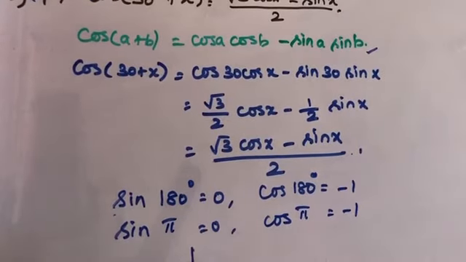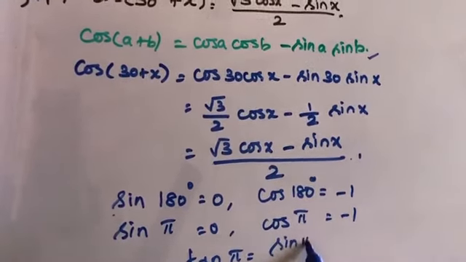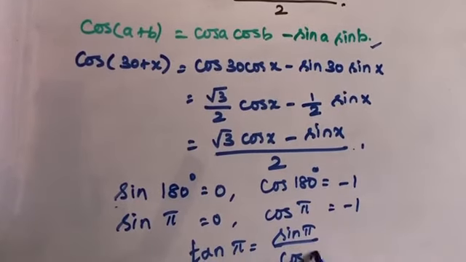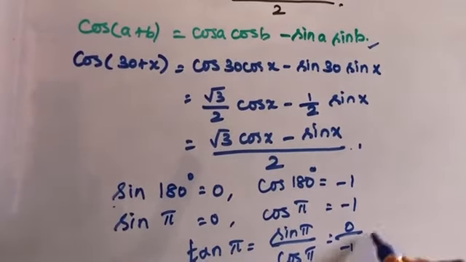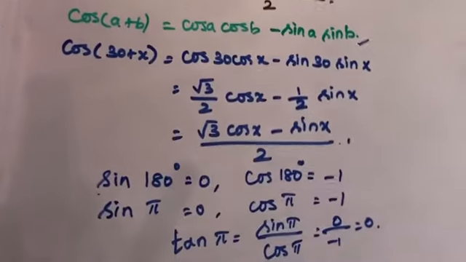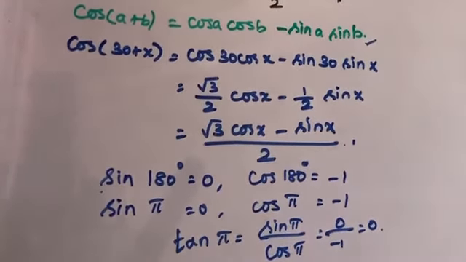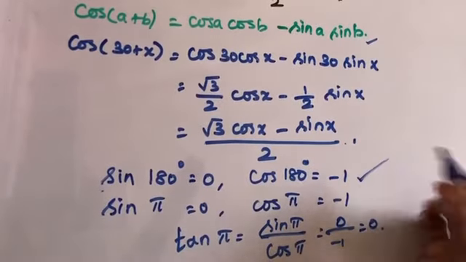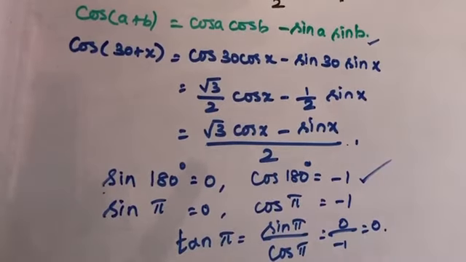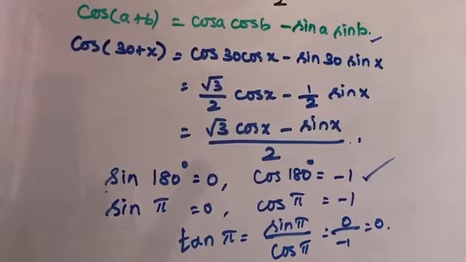Then what about tan pi? Tan pi is equal to sin pi by cos pi, isn't it? That is 0 divided by minus 1 and that is also 0. So, sin 180 is 0 and cos 180 is minus 1. You must know these values to do the problems. 180 is equal to pi.